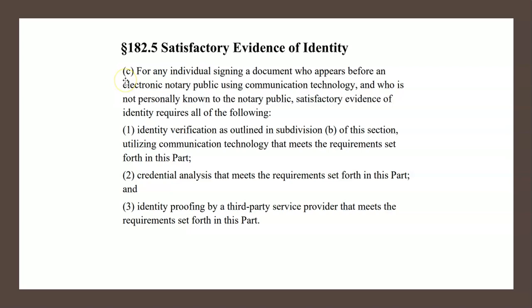And if we look at subsection C, it states, for any individual signing a document who appears before an electronic notary public using communication technology and who is not personally known to the notary public, satisfactory evidence of identity requires all of the following. Subsection 1, identity verification as outlined in subdivision B of this section, utilizing communication technology that meets the requirements set forth in this part. 2, credential analysis that meets the requirements set forth in this part. And 3, identity proofing by a third-party service provider that meets the requirements set forth in this part.